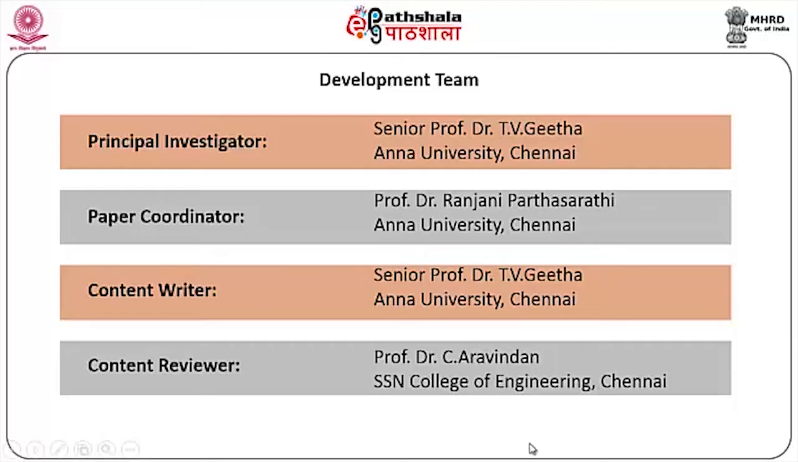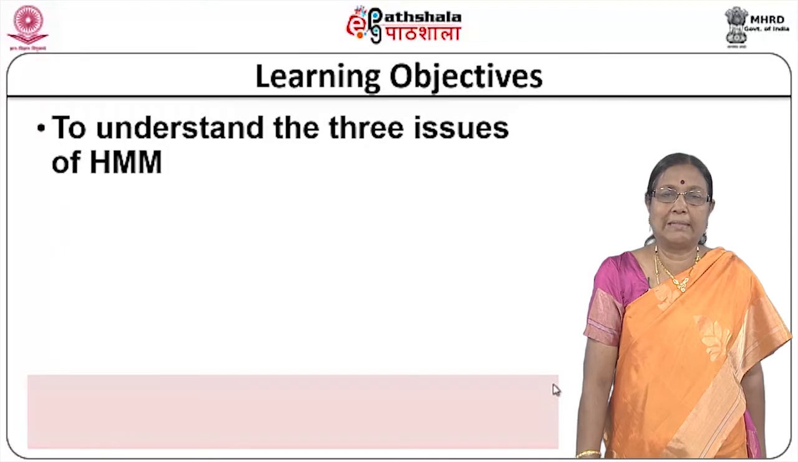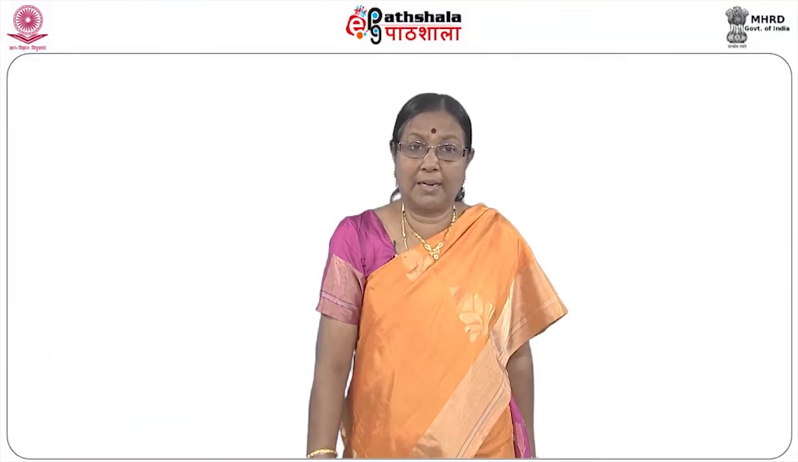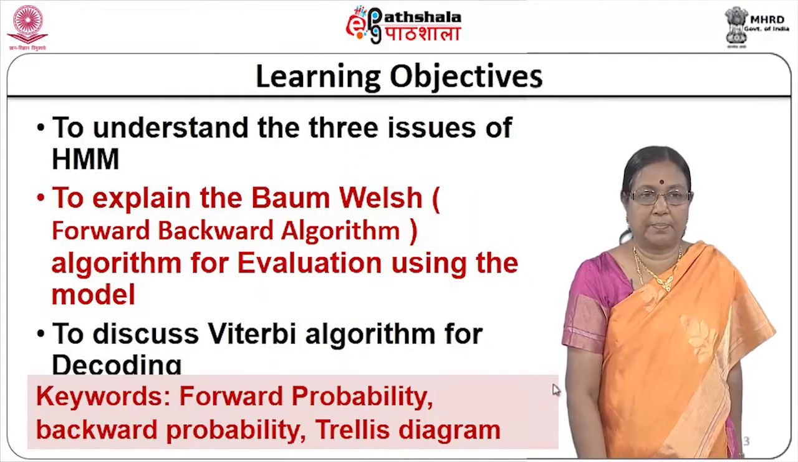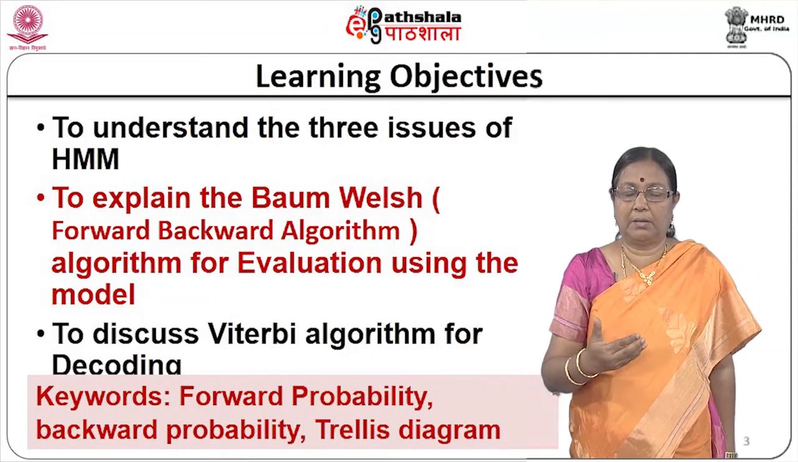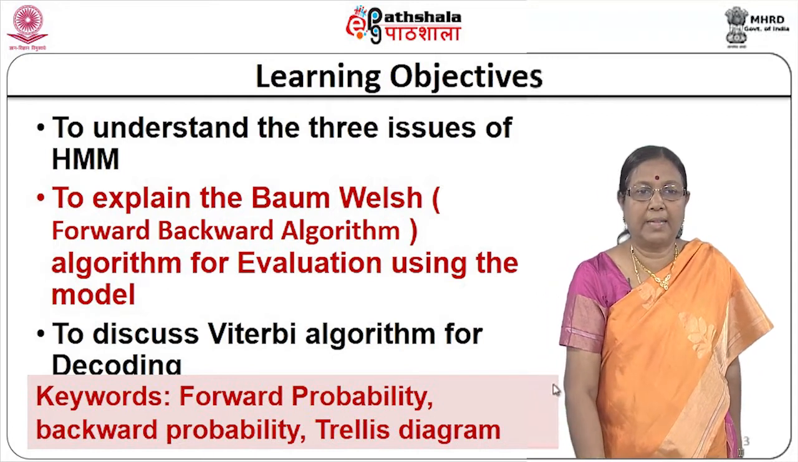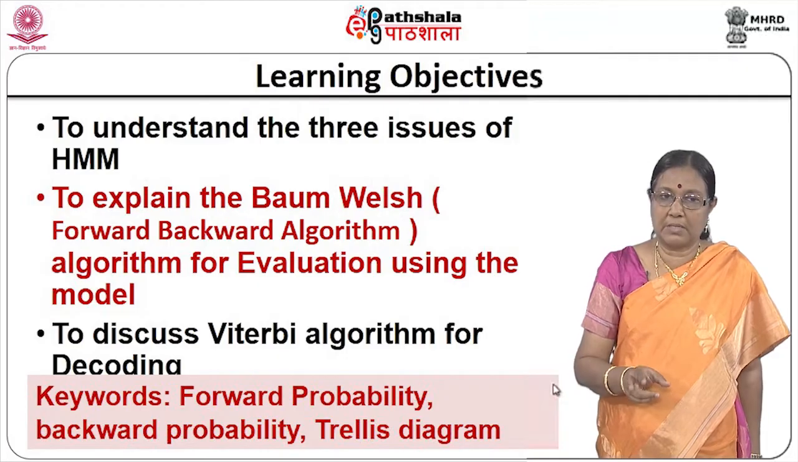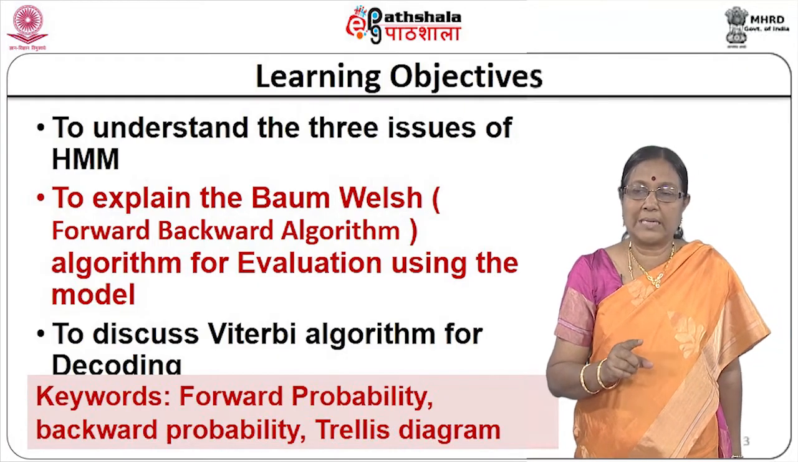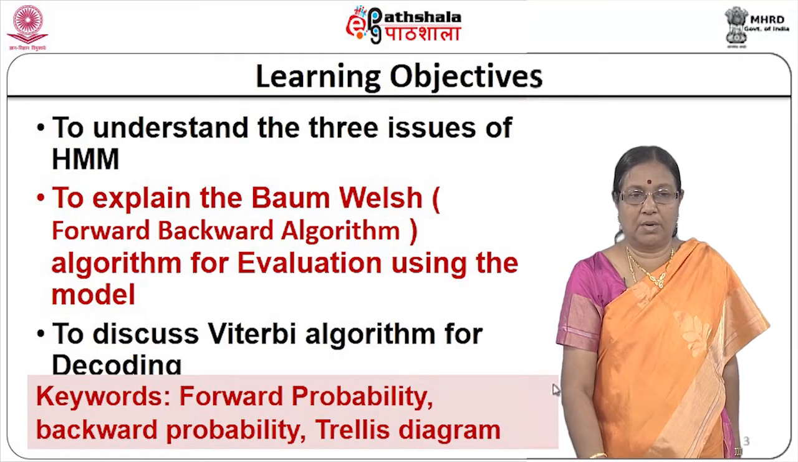And now let us look at the learning objectives associated with this module. The first learning objective is to understand the three issues of HMM modeling, hidden Markov modeling. There are three problems, as they are called, or questions or issues, associated with HMM. Then we are going to explain for one of those issues how the Baum Welch algorithm is used. Okay. And then we are going to look at the second issue here, which is decoding, for which we are going to discuss the Viterbi algorithm. The third issue will be discussed in the next module, not in this module.